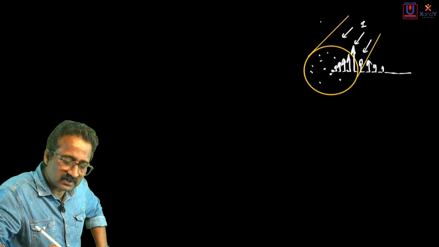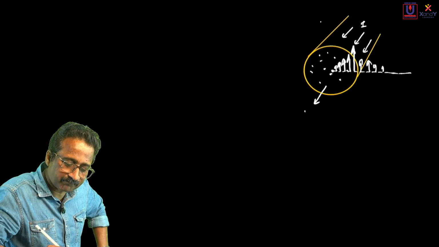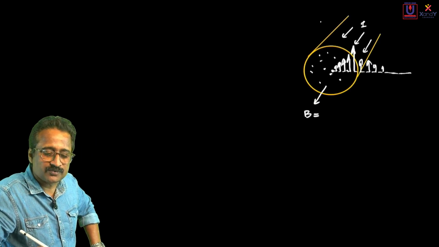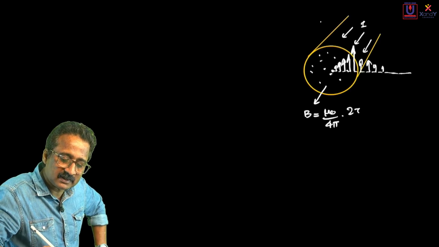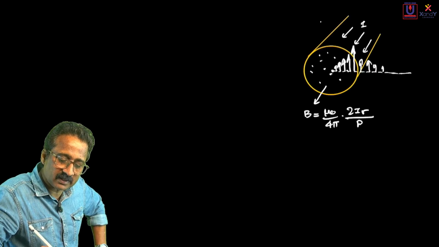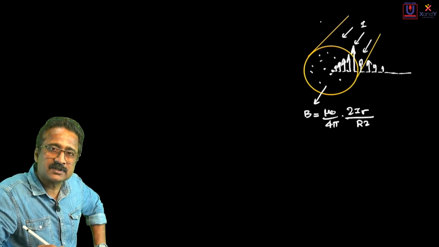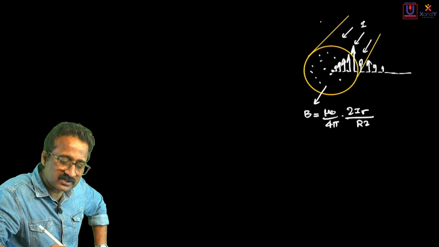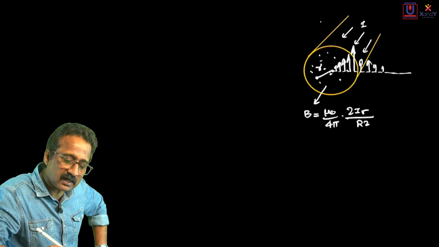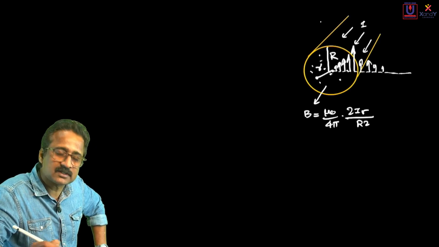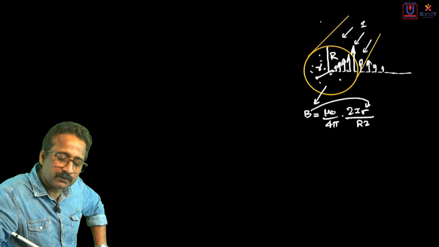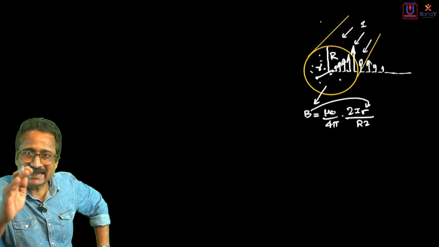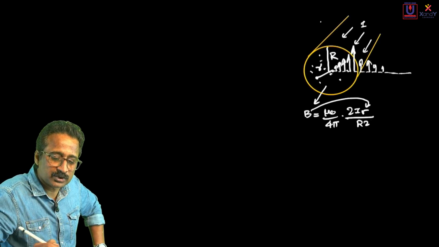To give you a more specific explanation, here is the equation for B inside. B inside any thick cylindrical conductor is given by mu0 by 4 pi into 2I r divided by R squared, where r is the distance to the point of study. Suppose we consider a point here, then the distance is r, and capital R is the radius of the conductor. You will notice that this B is directly proportional to r. So until we reach the edge of the conductor, B is directly proportional.